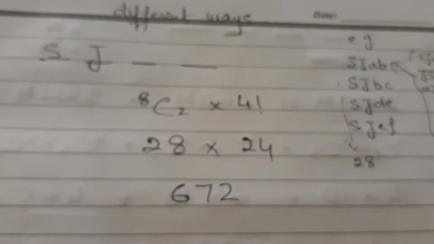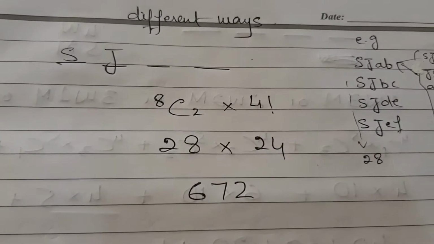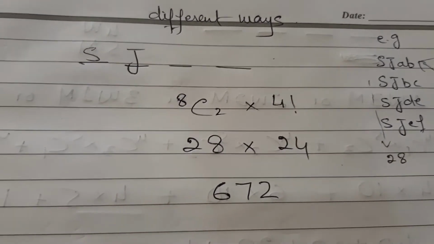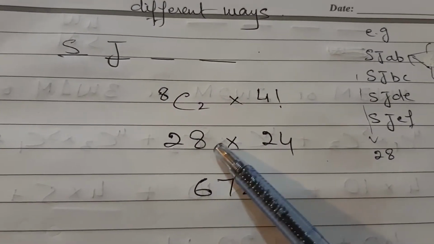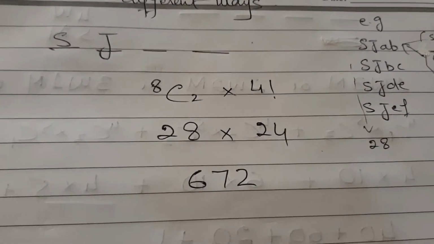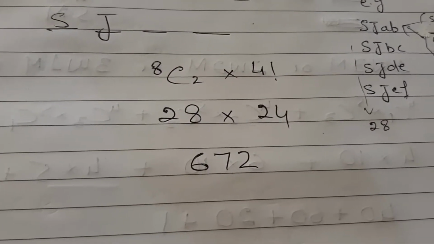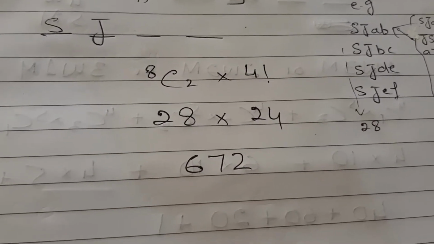So if Smith and Jones are in the team, then in how many ways can you give the award? It is 8C2 into 4 factorial. I hope it is clear. This was a question from June 98.